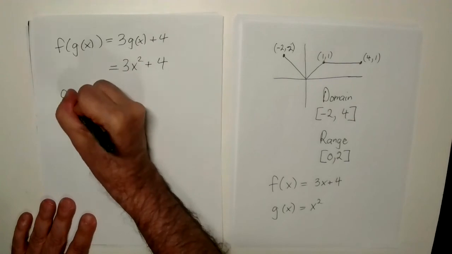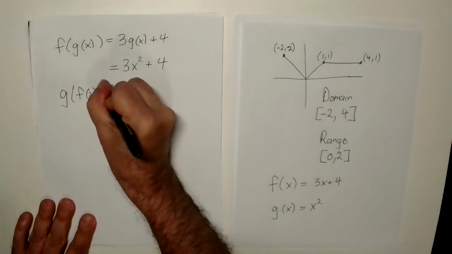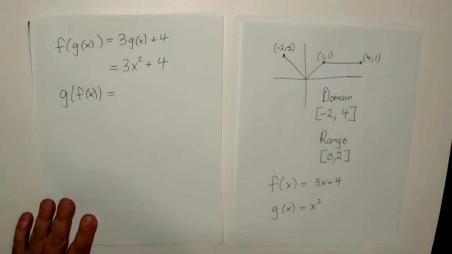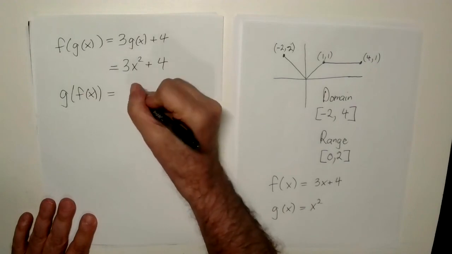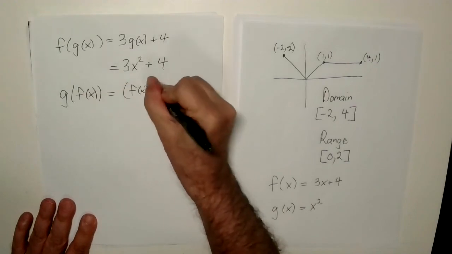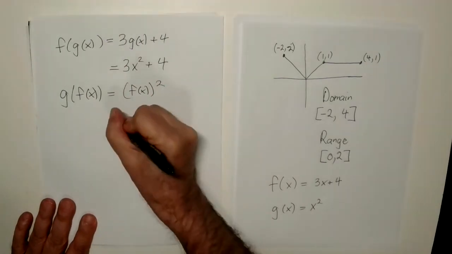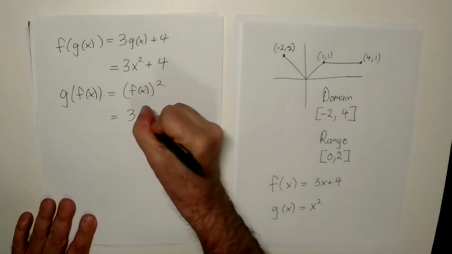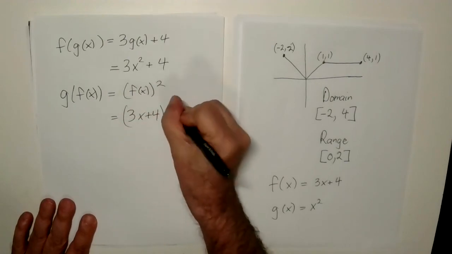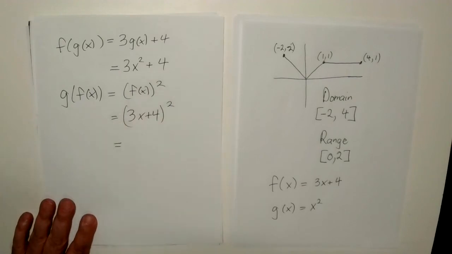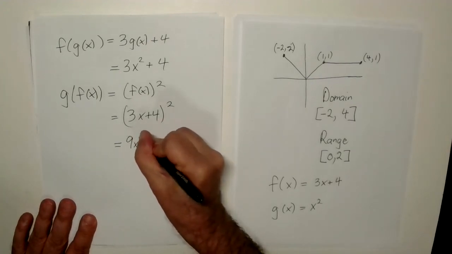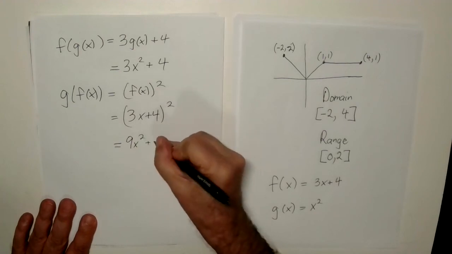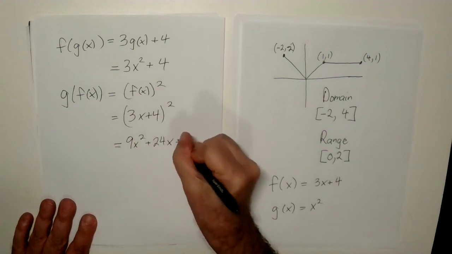Now, what's g of f of x? Here, g squares things, so what we're going to get is f of x squared, and now f of x is 3x plus 4. That's squared. And I could leave it like that, but just to make things clear, when you multiply this thing out, you're going to get 9x squared plus 24x plus 16.